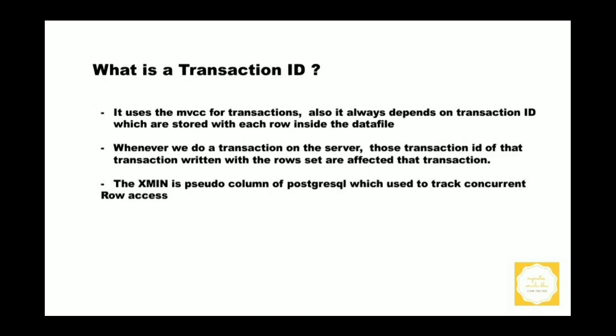This xmin is the transaction ID of the transaction which created that row in a data file, because each row will be created by a transaction. This xmin is a pseudo column of PostgreSQL which is used to track concurrent row access. Using xmin, we can get an exact number which is used internally by MVCC operations.